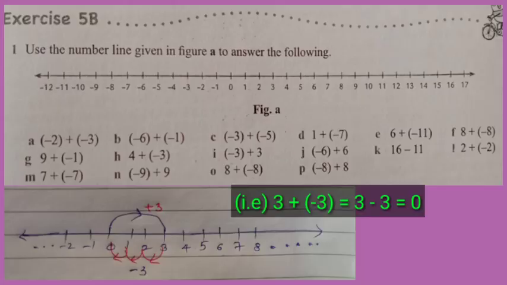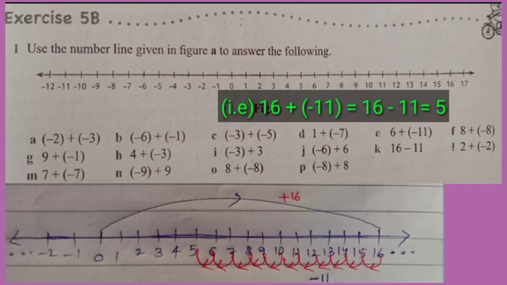Exercise 5b, question number 1. Use the number line given in figure A to answer the following. (i) represents minus 3 plus 3. Use the number line. If we want to add minus 3 to 3, we start from 0 and move 3 units to the right to get 3. Then we move 3 units to the left starting from 3 to add minus 3 and reach the final position denoted by 0. Thus minus 3 plus 3 equals 0.